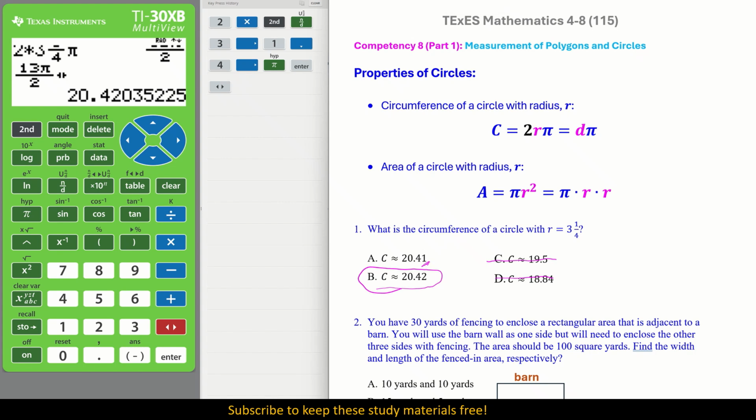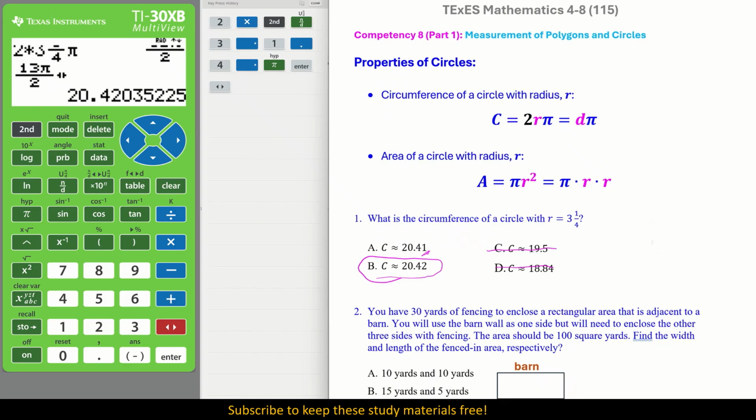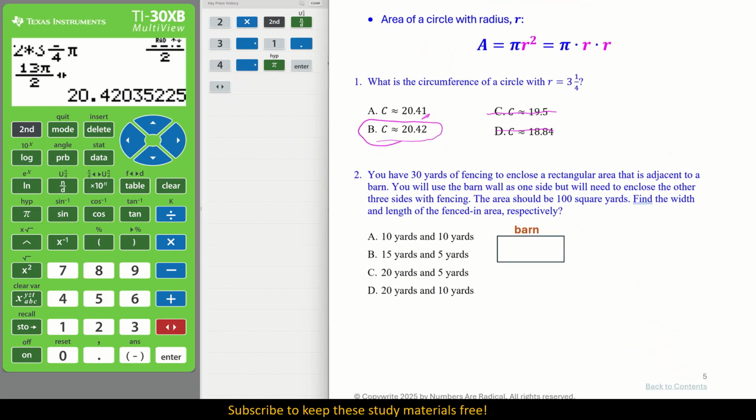However, please remember that part of competency 8 is accuracy. So embedded within these questions, you may have this occur. So if you're not careful or you round incorrectly according to the instructions, then you will have an incorrect answer. Okay? All right, let's go to number 2.